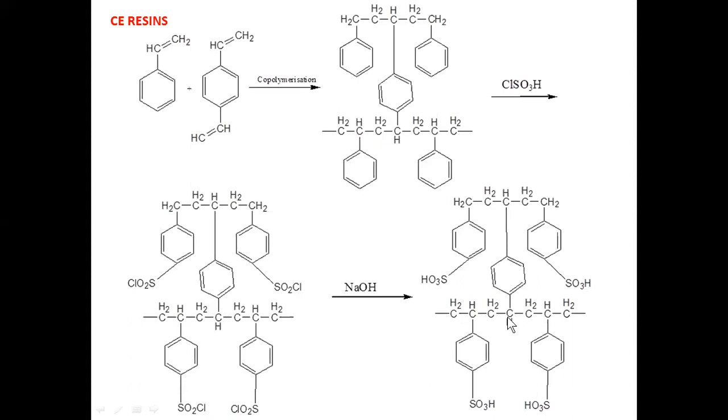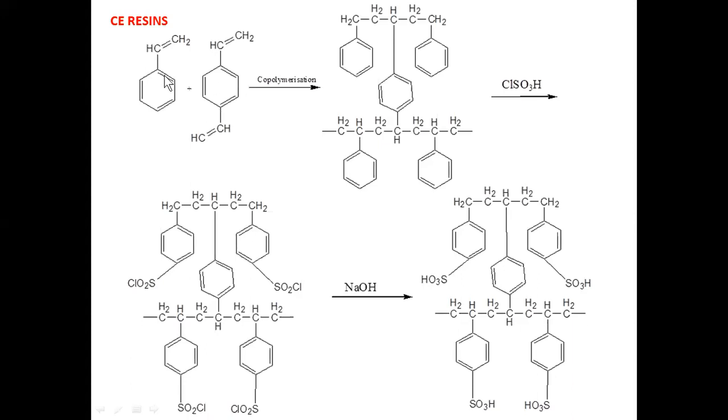So the resin will become brittle, rigid, with very high ion exchange capacity because of the presence of more SO3H groups. As a consequence of these more SO3H groups, more hydrogen ions are present over the surface of the resin. So this is how we can prepare a cation exchange resin.